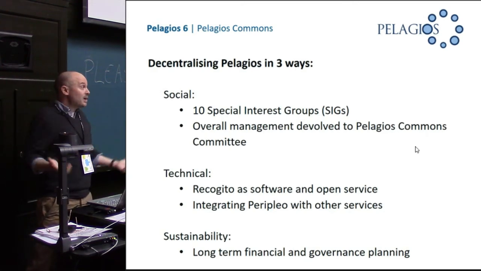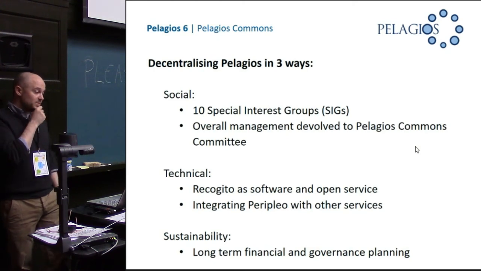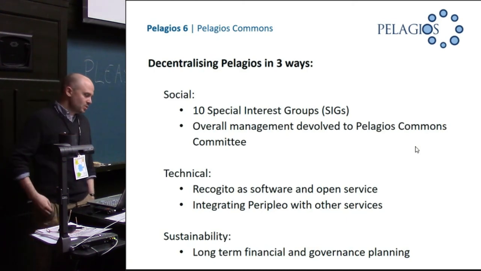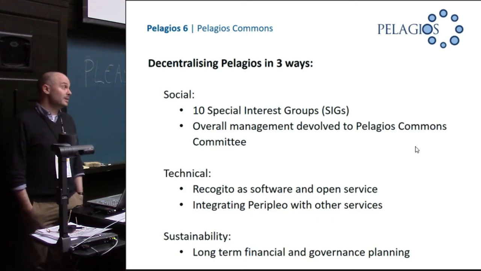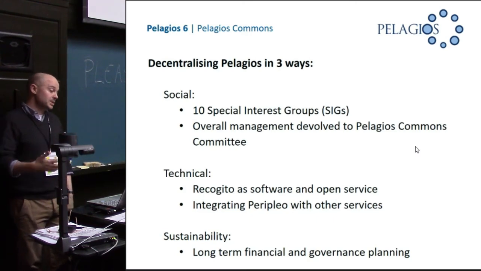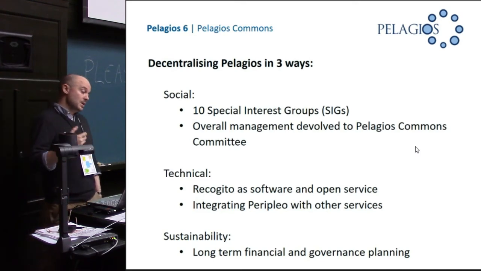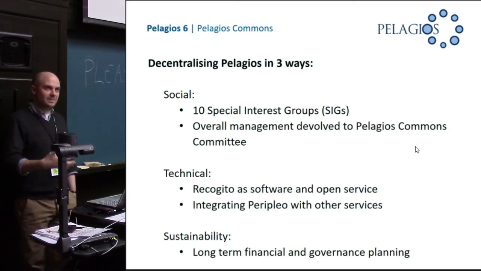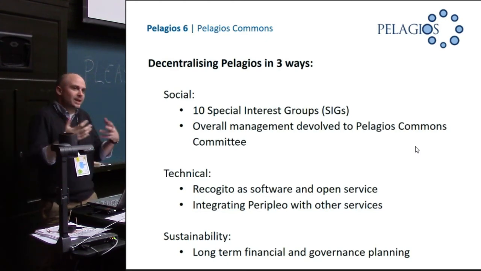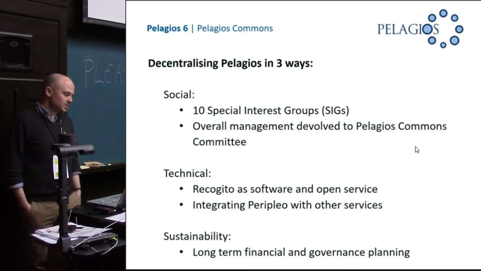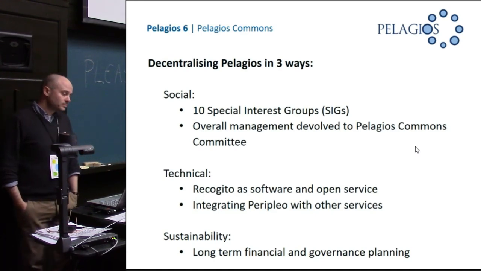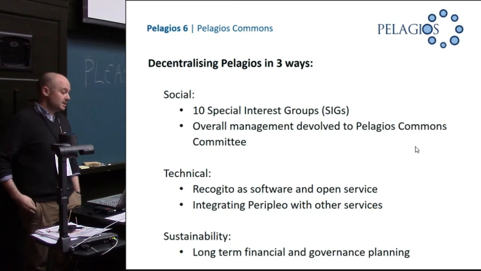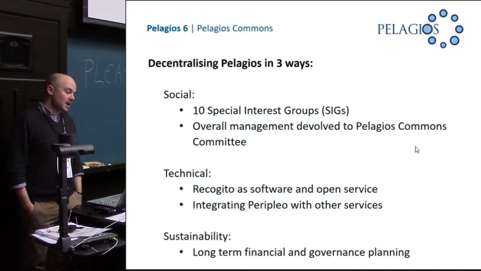Okay, so that's a background on what Pelagios has been doing. So what's the future? Where are we going from here? Well, we've just been awarded a new grant from the Andrew W. Mellon Foundation, which very generously supports us in further decentralizing. I should emphasize that decentralization has been an essential component of Pelagios from its beginning, but we want to further decentralize it in three ways.